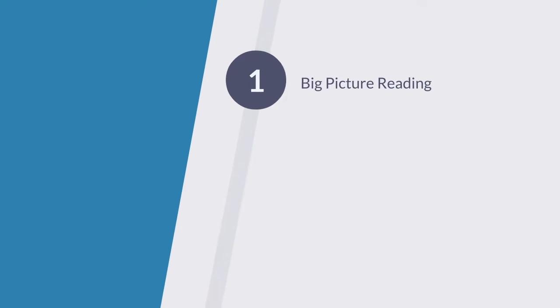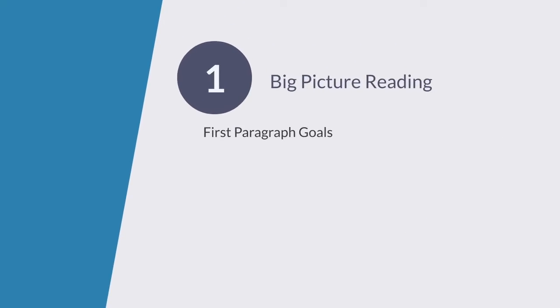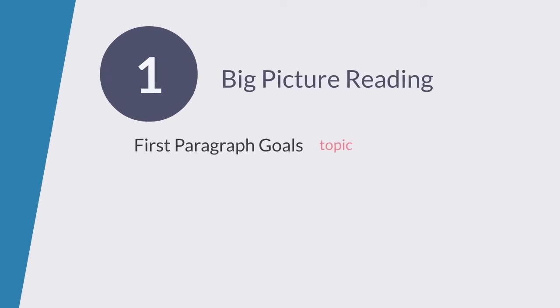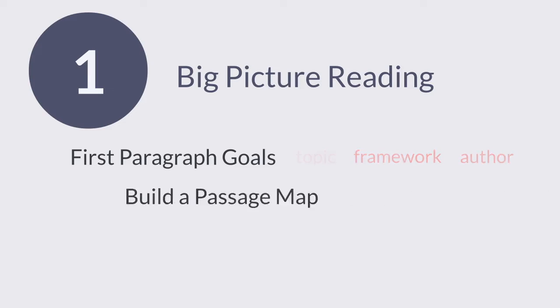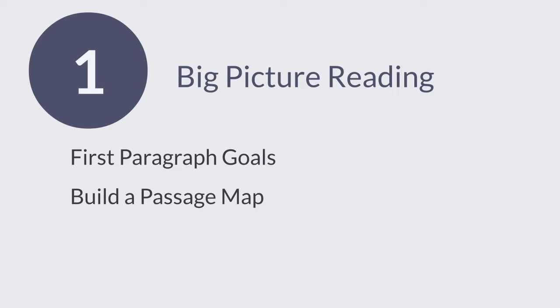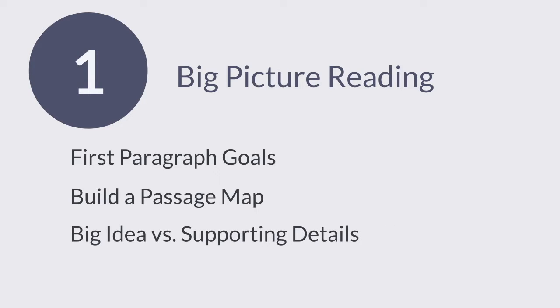Let's remind ourselves of some of the goals of big picture reading. At the end of the first paragraph, we want to hopefully settle on the central topic, a framework that we can use to organize the 2 or 3 biggest ideas, and then take note of whether or not we've heard the author. As we read each paragraph, we try to build a passage map. We try to think about what function is this paragraph playing. We modulate our reading speed based on whether we're looking at a big idea or supporting details.